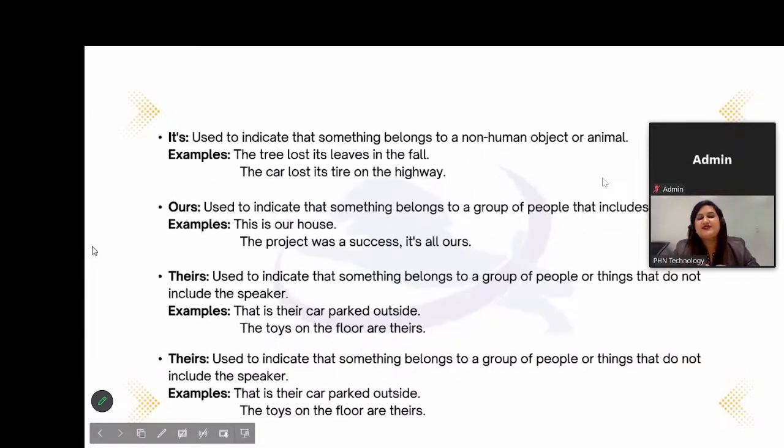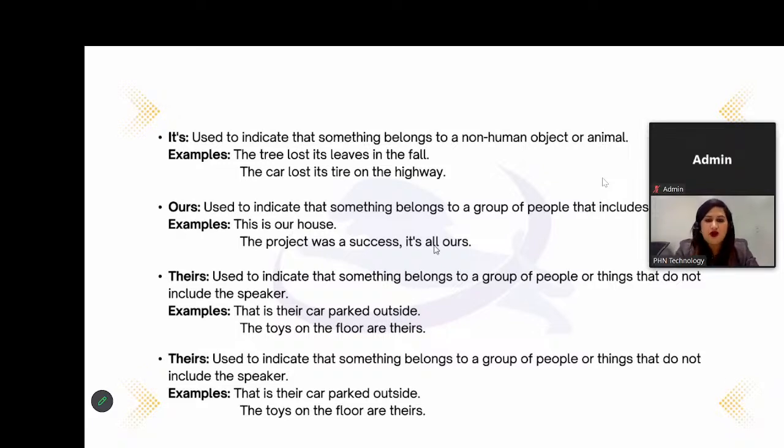Yes. Its is used to indicate that something belongs to a non-human object or animal. The tree lost its leaves in the fall. The car lost its tire on the highway. Now, again, the same thing is happening here when you're talking about it and its. It's just like a non-human object or animal. You have to mention its wherever it applies in the conversation.